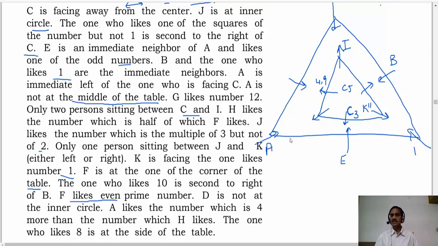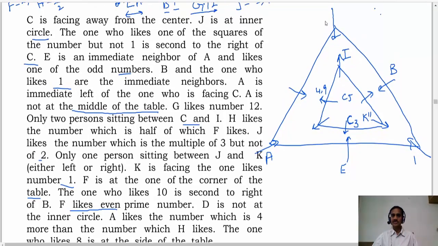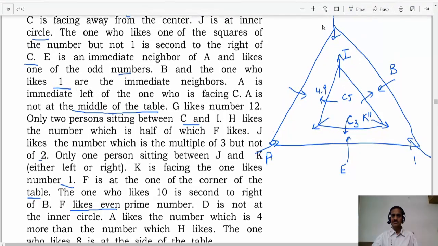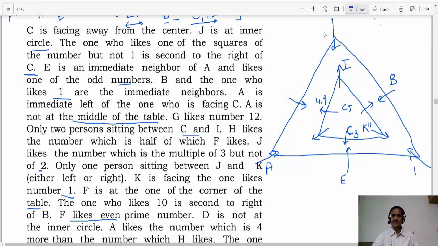F is at the corner, even prime number అంటే F must be here. Isn't it? F is at this place. Even prime number మనకు ఒకటే వస్తుంది. ఏంటో చెప్పండి? 2. F is 2. F 2 అయితే F లో హాఫ్ ఏమో H అవ్వాలి. H వాల్యూ ఎంత చెప్పండి? H వాల్యూ 1.